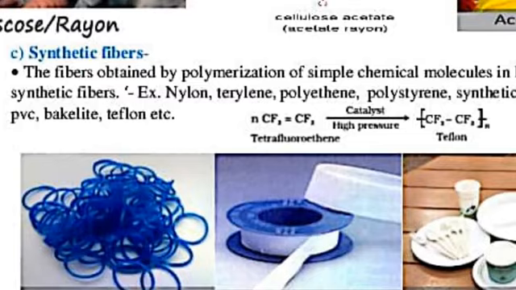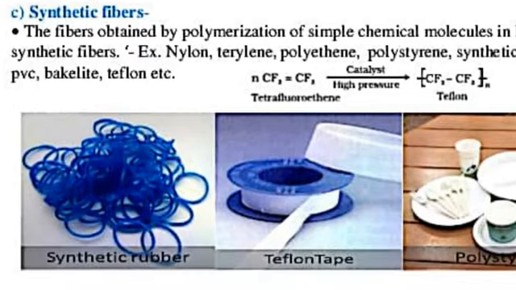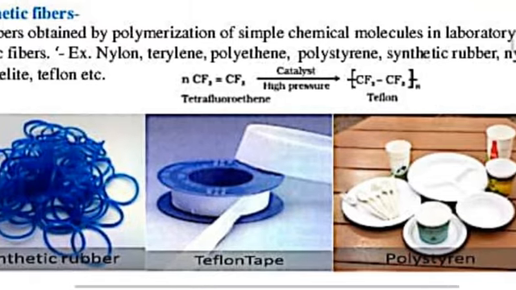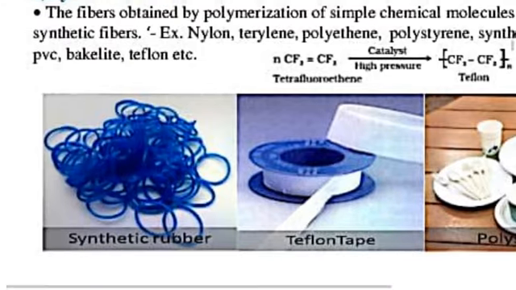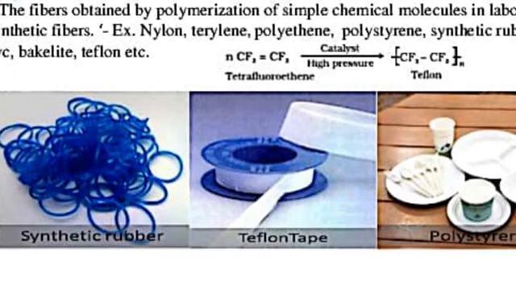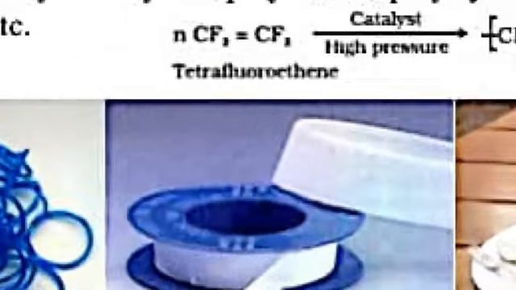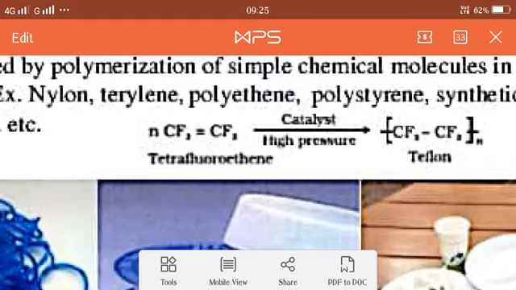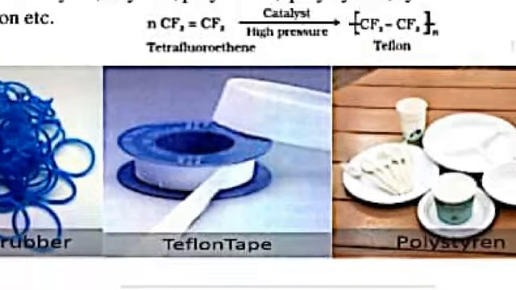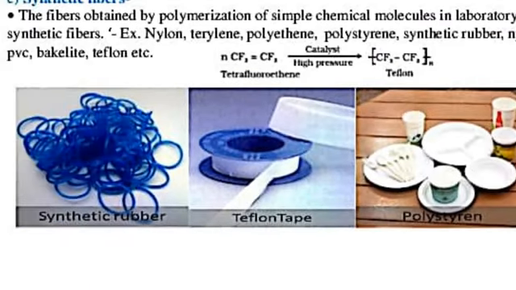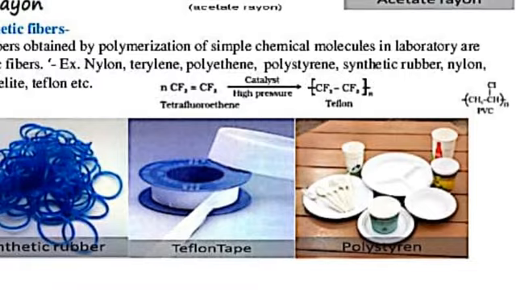Synthetic fibers we make completely in the lab by chemical reaction. The fibers obtained by polymerization of simple molecules in the laboratory are synthetic fibers. Examples: nylon, terylene, polythene, polystyrene, synthetic rubber, then PVC, Bakelite, etc. Teflon, the non-stick cookpan, you have a coating of Teflon, that is polytetrafluoroethene. It is a polymer of tetrafluoroethene, which is CF2 double bond CF2. Under high temperature and pressure, you get CF2-CF2 and two bonds are left. That's Teflon. So synthetic rubber, Teflon tape, polystyrene is used for making disposables.